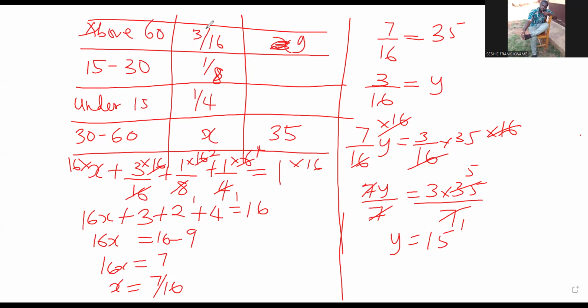The last part of the question says that 7 men in the village are above 60; find the number of women who are above 60. Obviously, if 7 are men, then the remaining ones should be women. So we can have W equal to 15 minus 7, and that gives us 8. This means there are 8 women in the village who are above 60 years.